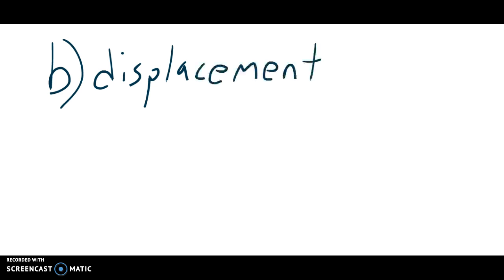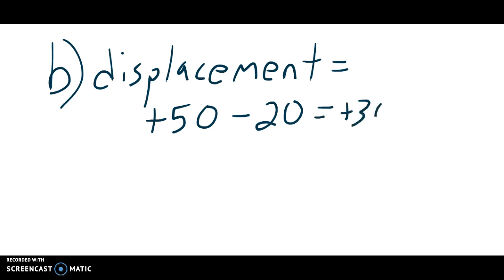Part B asks me for displacement. Displacement's different, it has a direction. So now I actually have to include the direction. The difference between the 50 north and the 20 south is one's going up or north and the other's going south or down. To represent this mathematically, we use plus and minus. So our displacement is positive 50 minus 20, which gives us positive 30 miles north. The positive and the north both mean the same thing in this case.